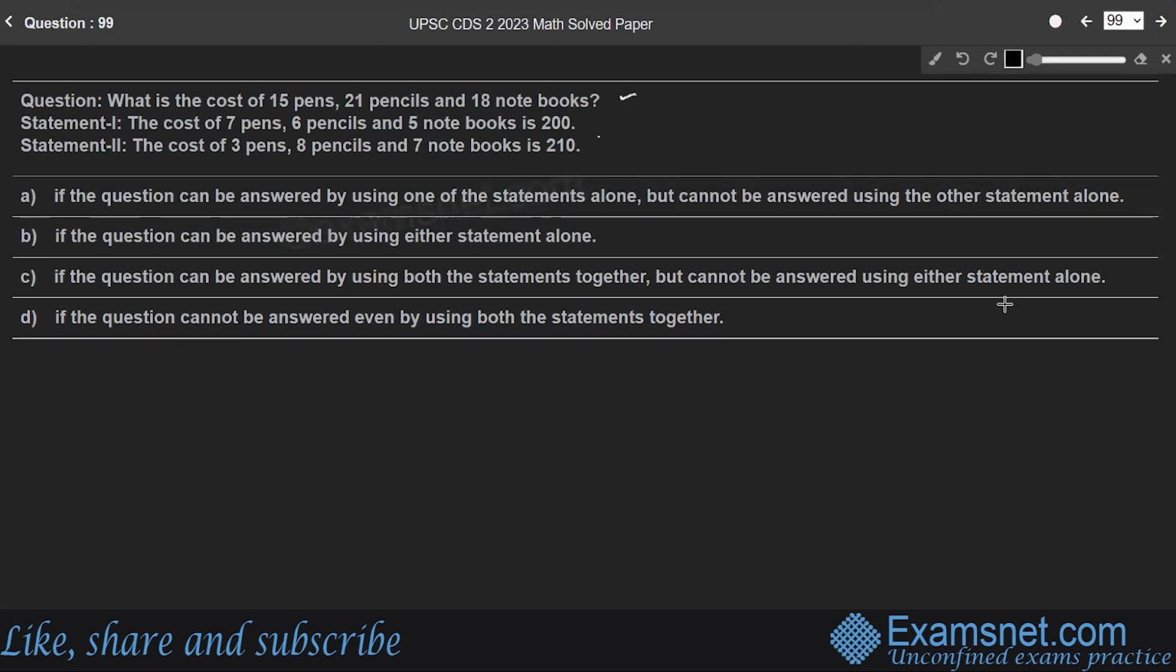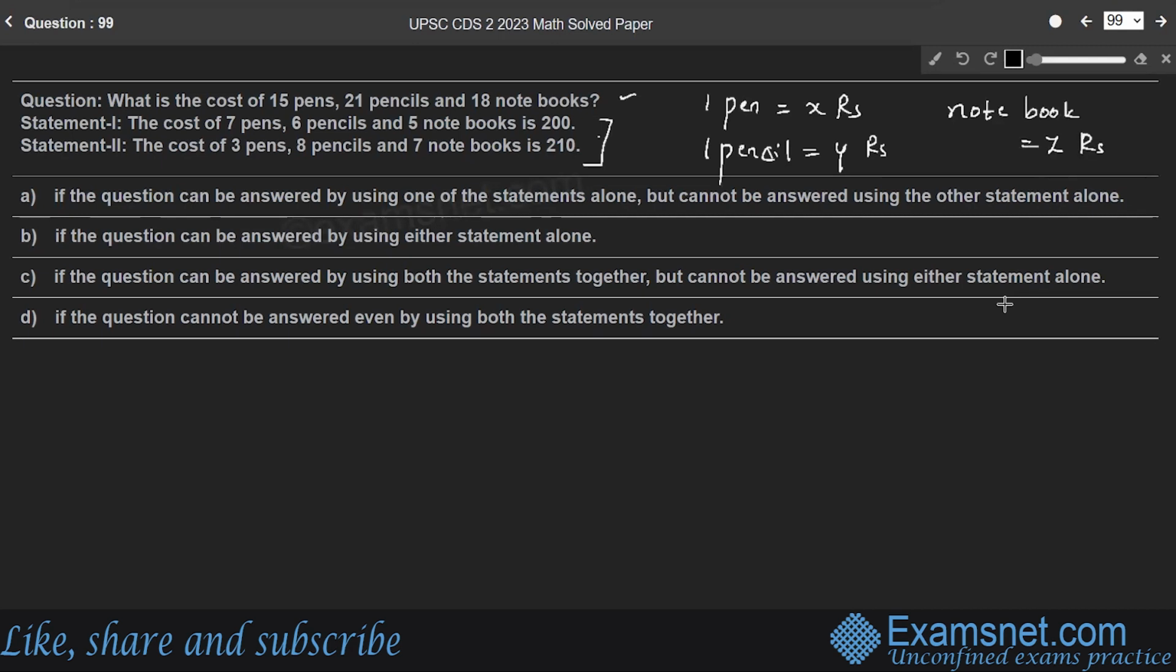Question 99. What is the cost of 15 pens, 21 pencils and 18 notebooks? So how to find the total cost of 15 pens, 21 pencils and 18 notebooks? Do we require both the statements? So let us assume the cost of one pen be x rupees, one pencil be y rupees, and one notebook cost be z rupees.